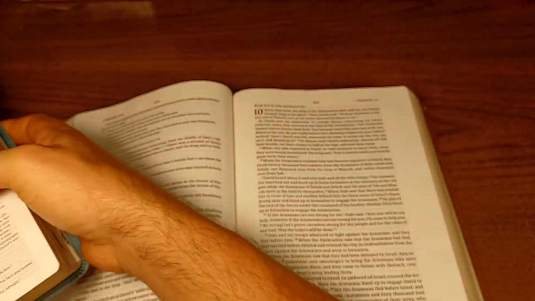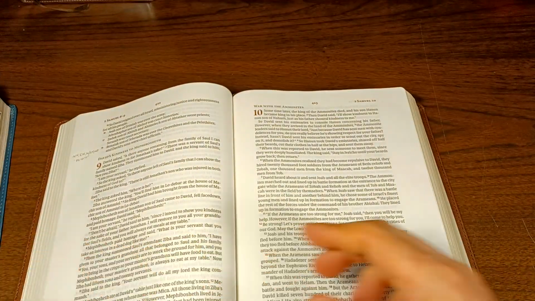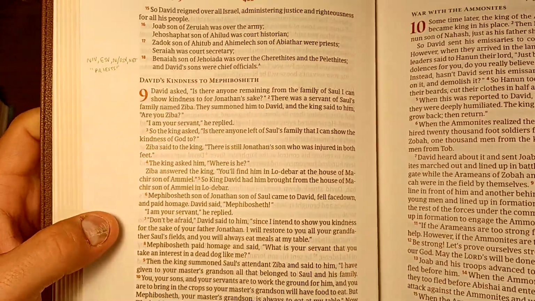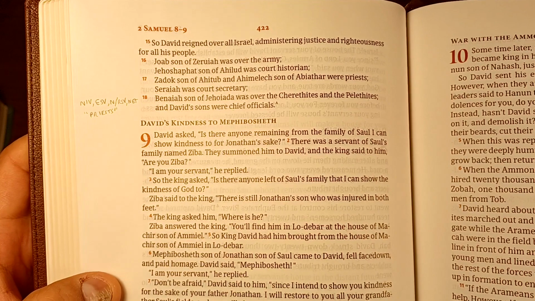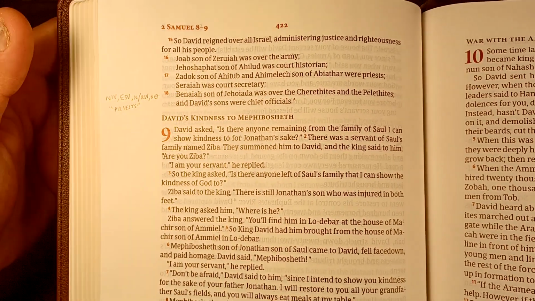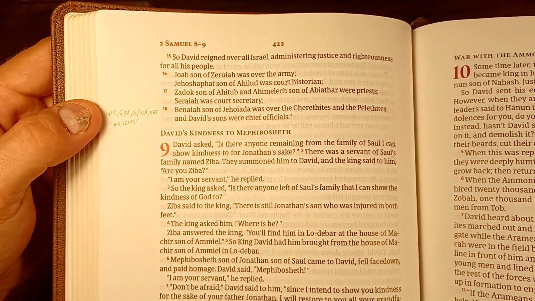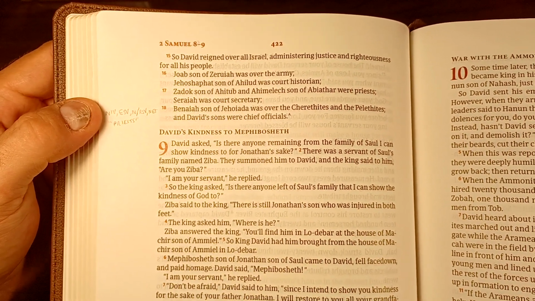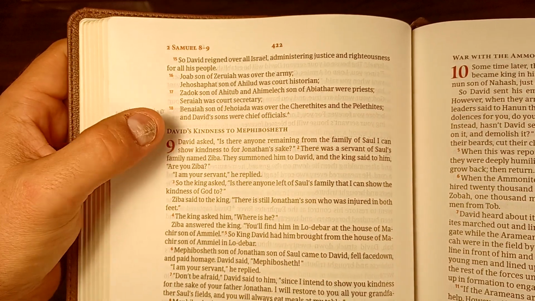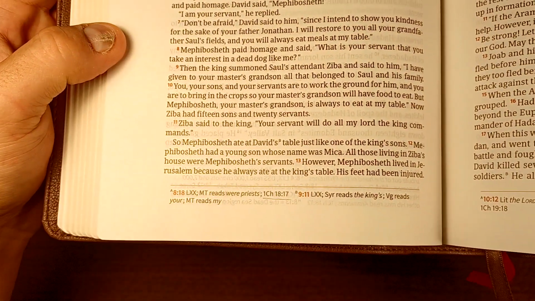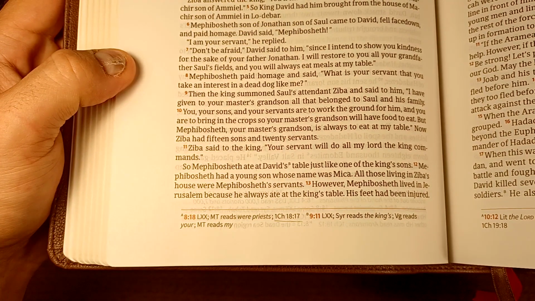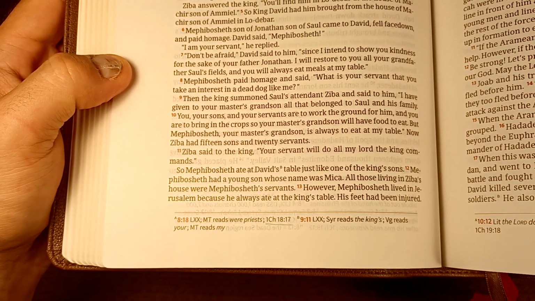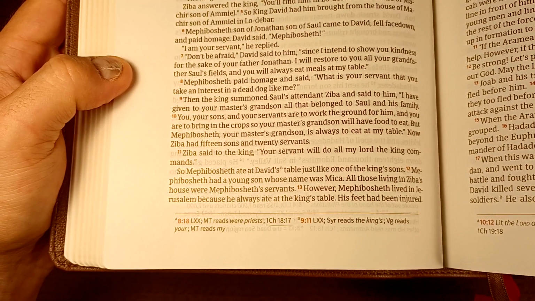And that seems to be what the CSB bases its decision on. The CSB and some other translations, rather than having priests, have something like chief officials. And I noted in the margin here a few translations, NIV, ESV, RSV, and NRSV have priests. They have chief officials, though, in the CSB, and they note in the margin that it is based on the Septuagint. Masoretic text reads priests, and they note the parallel in 1 Chronicles, which supports this change.